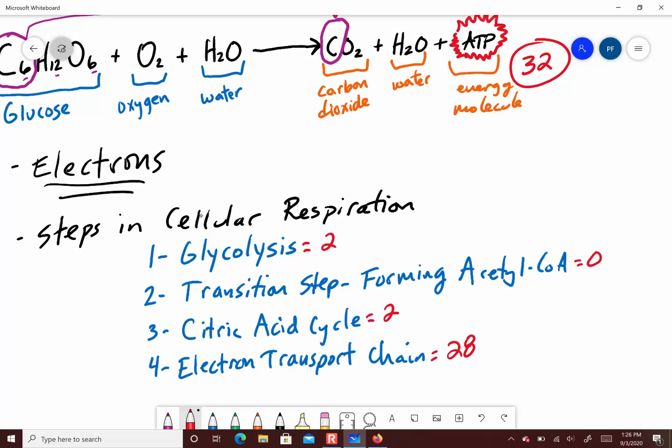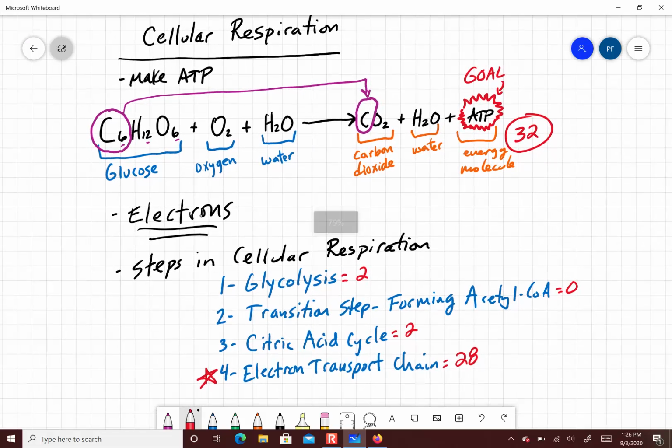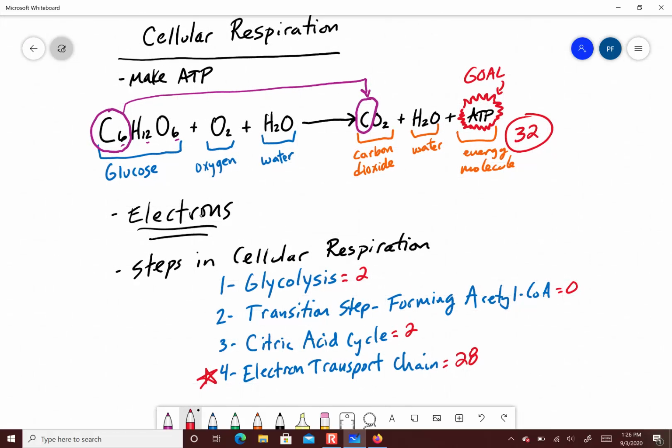If this number changes some, like if you look on Google and you see it says 36, that's okay. It's just taking other things into account. So we'll go with 32, and that's the breakdown. So what makes the most ATP? Electron transport chain. All right, so for the activities we're going to be doing, we'll go into those steps in a little more detail.